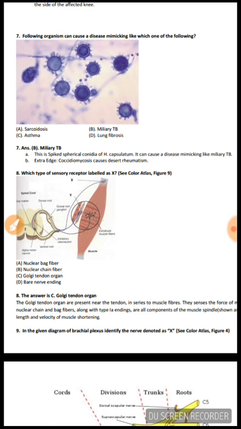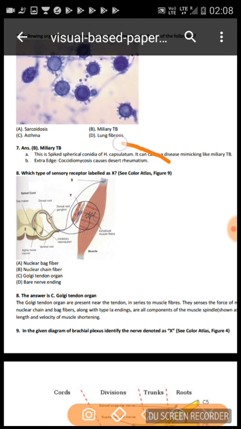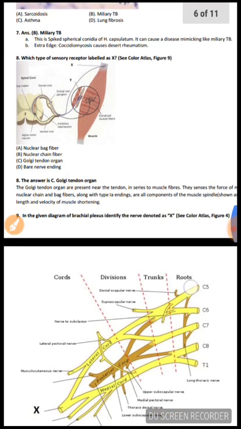And the extra point here is that coccidioidomycosis causes desert rheumatism. So it can be asked as a single separate MCQ in your exam, that desert rheumatism is caused by, and the causative organism is coccidioidomycosis. So do revise mycology from your microbiology notes.